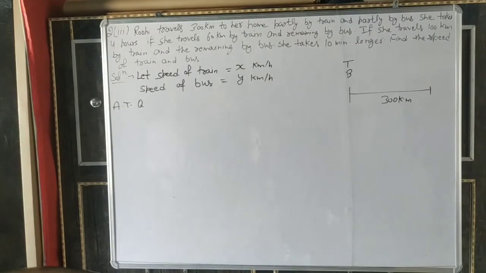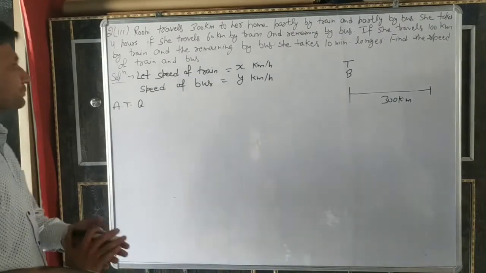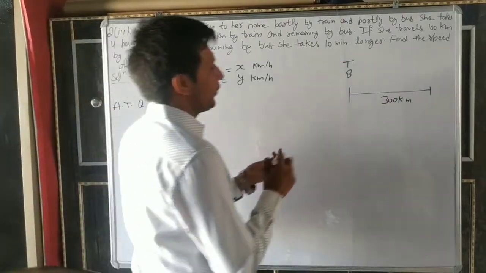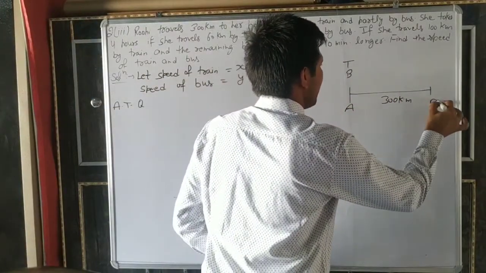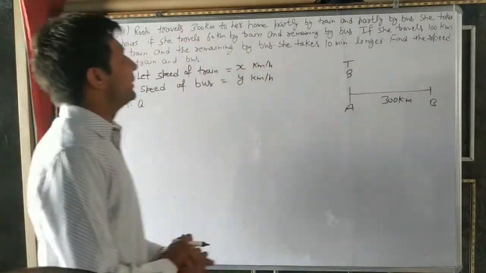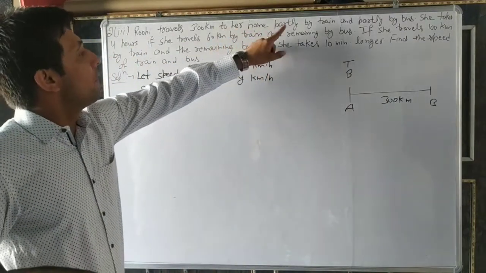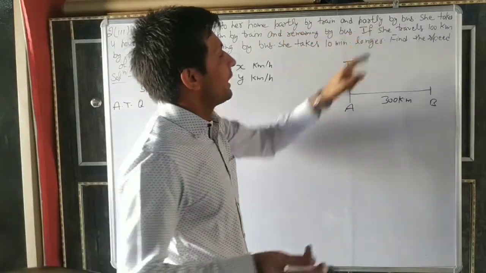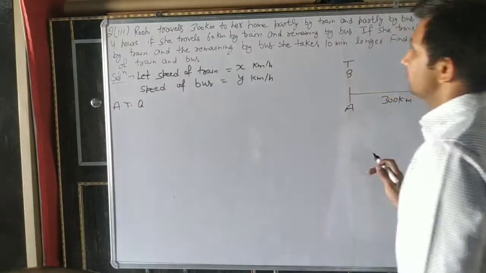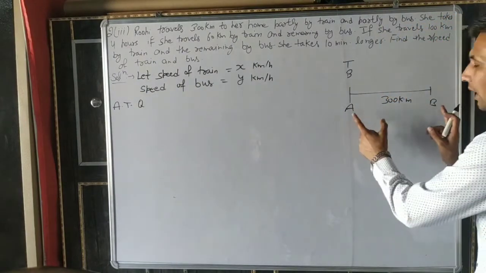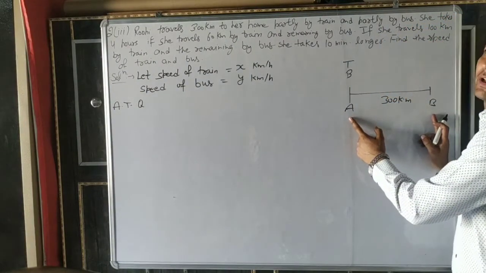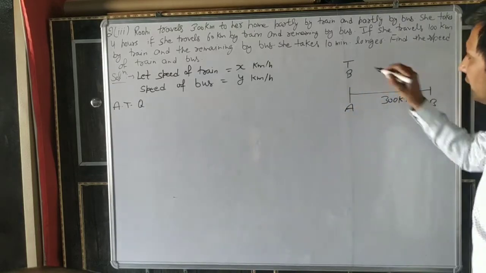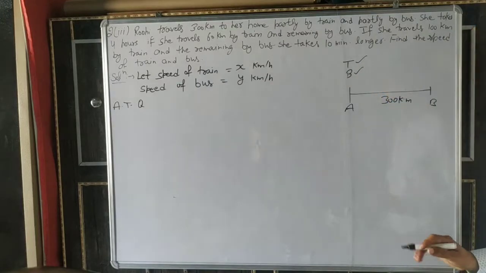Now second question, third part. What is given? Ruhi travels 300 kilometer. Ruhi wants to travel from A to B, 300 kilometer, to her home partially. Partially means some part by train and partially by bus. Ruhi wants to travel a total of 300 kilometer. She travels some part by train and some part by bus.